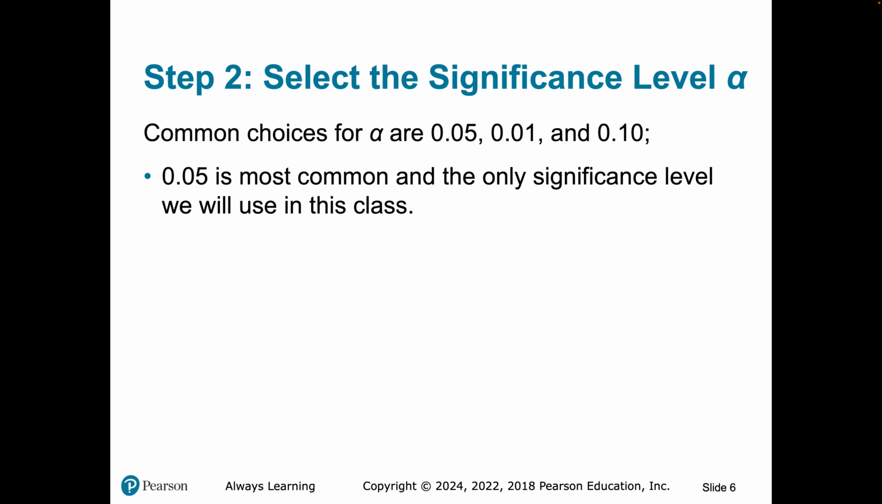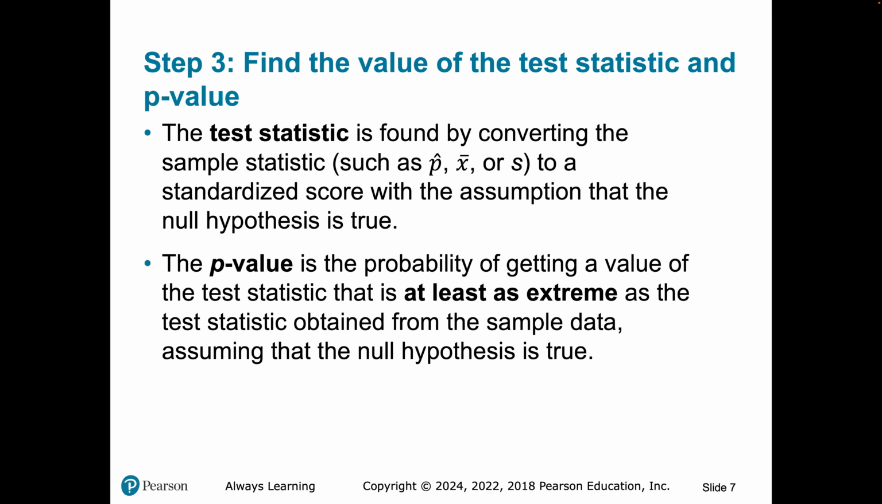But for any write-up, any discussion forum post, we will always use 0.05. And we'll always use 95% as our confidence level. The next thing we do is we calculate the test statistic and the p-value.